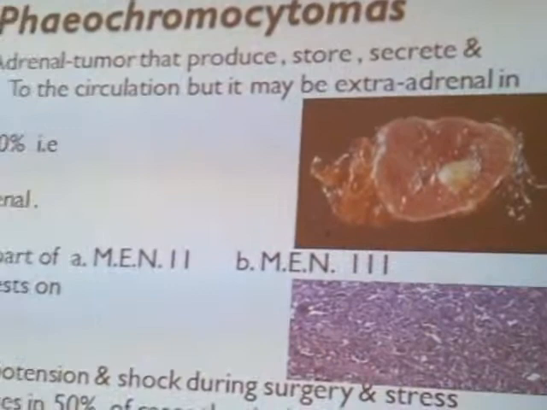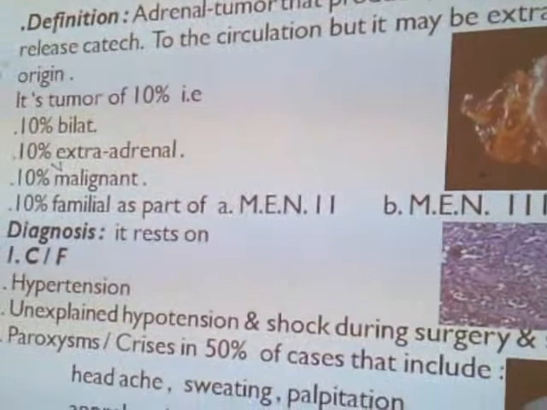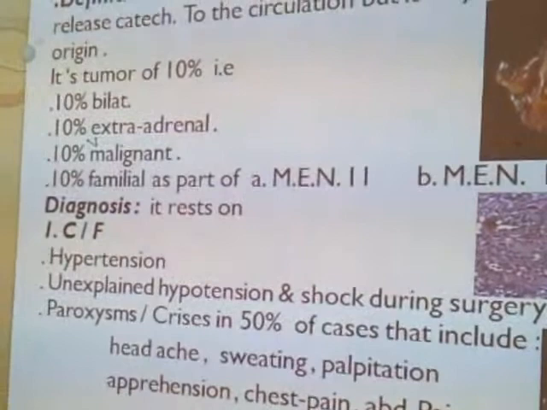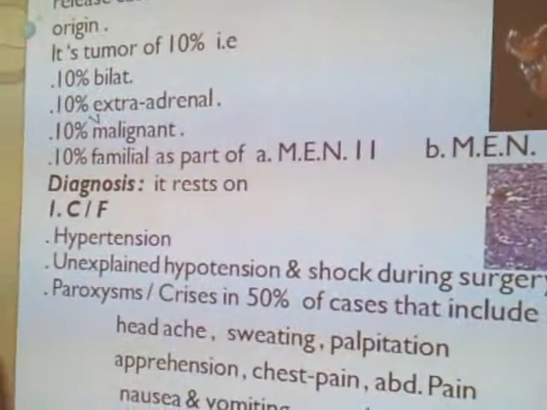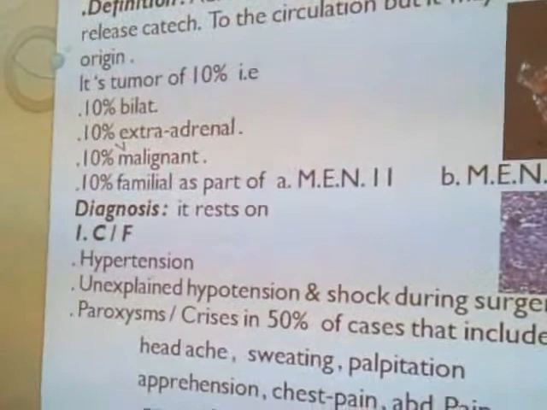It is mentioned that this is a tumor of 10s, because 10% may be bilateral and 10% malignant. So 80 to 90% is benign, and 10% bilateral, 10% extra-adrenal, and 10% familial. You see, that's why it's called the 10% tumor: 10% bilateral, 10% extra-adrenal, 10% malignant, and 10% familial as part of multiple endocrine neoplasia, type 2 and type 3.